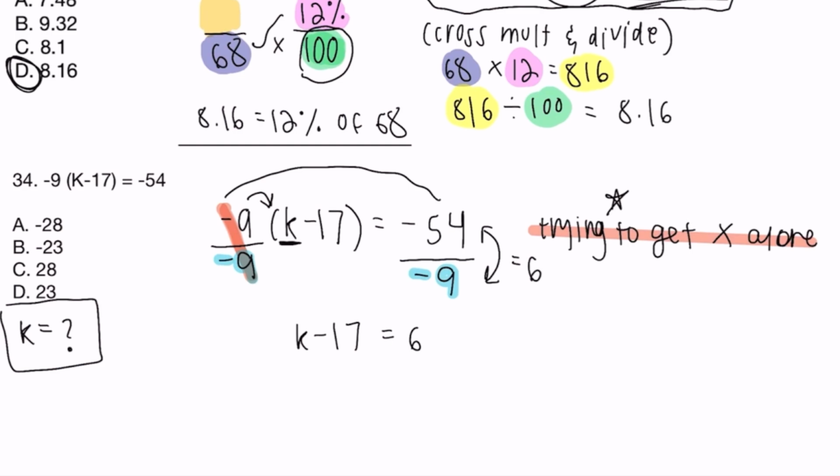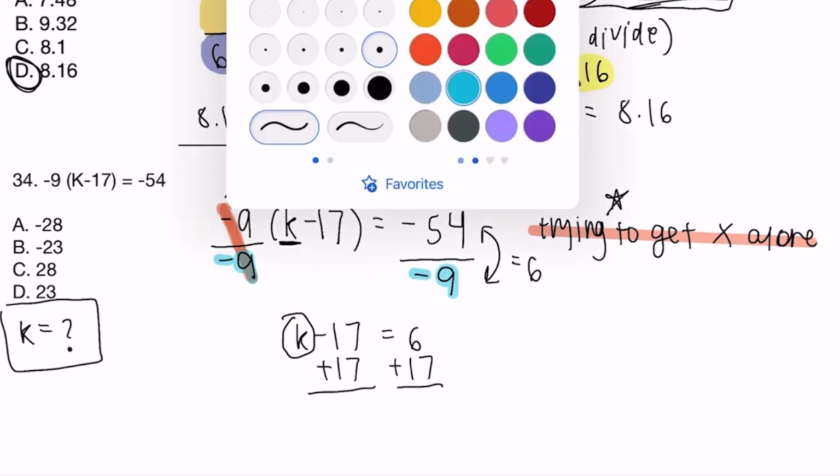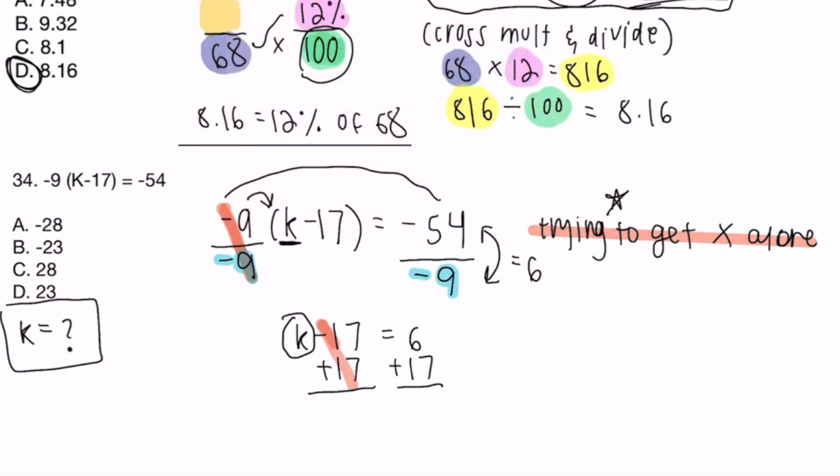Okay? So then, like I said, I'm trying to get this k alone. So what I do to one side, I have to do to the other. So I'm going to plus 17 since it's subtracting, and then plus 17 on this side. So that did zero out. That 17 no longer exists. And 6 plus 17 equals 23. So it looks like k equals 23.